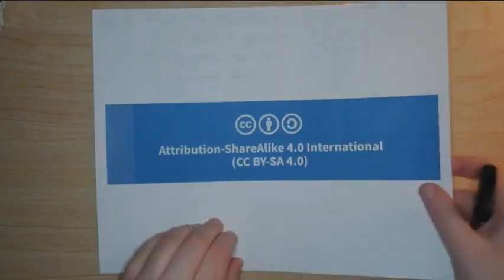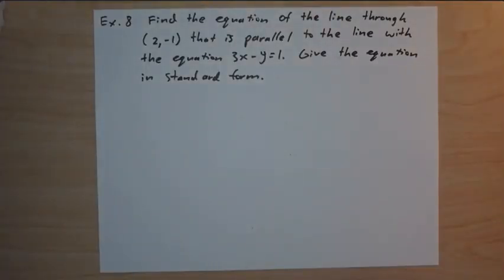This is Lab 12, Example 8. We want to find the equation of the line that goes through the point (2, -1) and is parallel to the line with the equation 3x minus y is equal to 1. And then once we find that line, we want to give the equation in standard form.